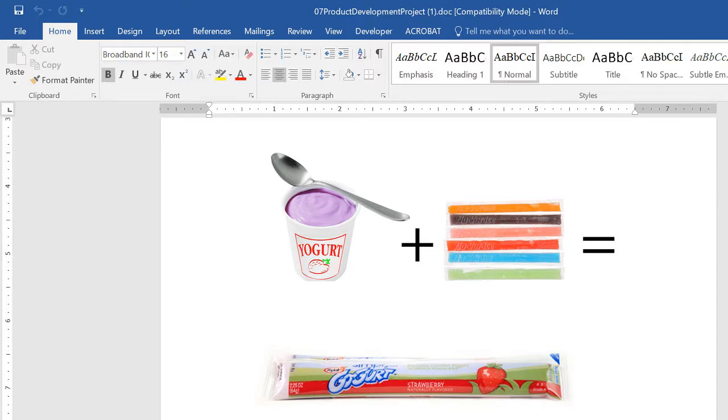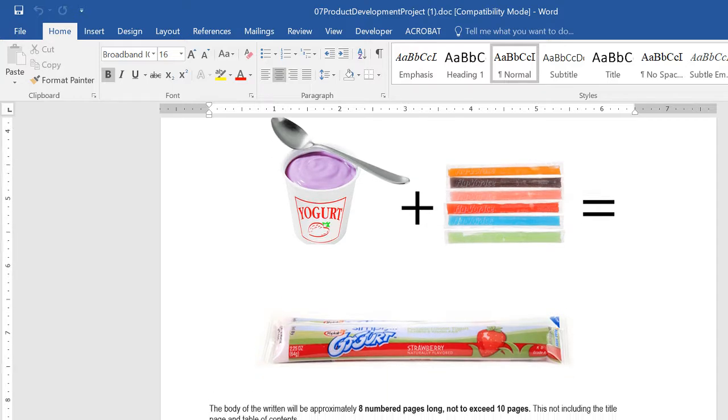So I don't want brand new inventions. I want products that are out there already and packaging that's out there already. And you're going to mesh them together in order to make a new product.